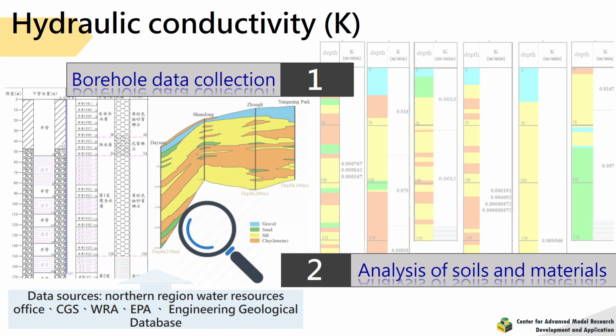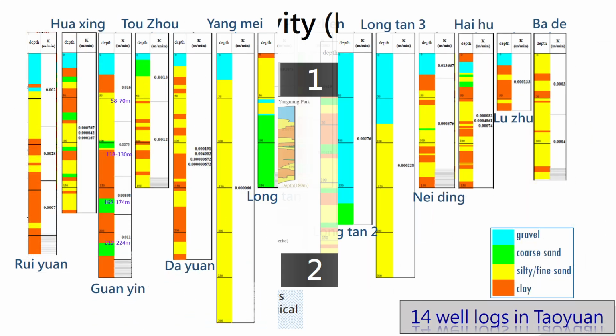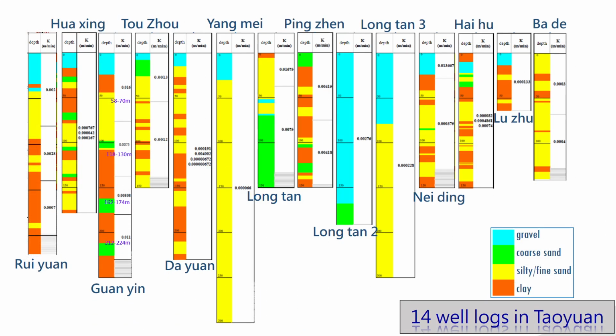The fifth step, hydraulic conductivity. We did a lot of work to collect borehole data and cross-section in geology as well. For some borehole data with pumping test conducted, we got to know the real K value for certain type of material, and at the same time, we refer to the table, which describes the relationship between material and K value. In Taoyuan City, we have 14 borehole data.